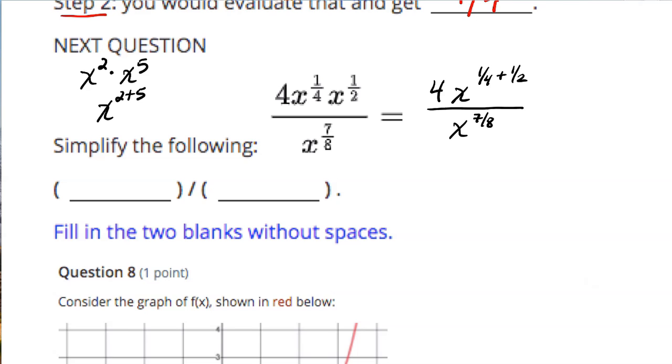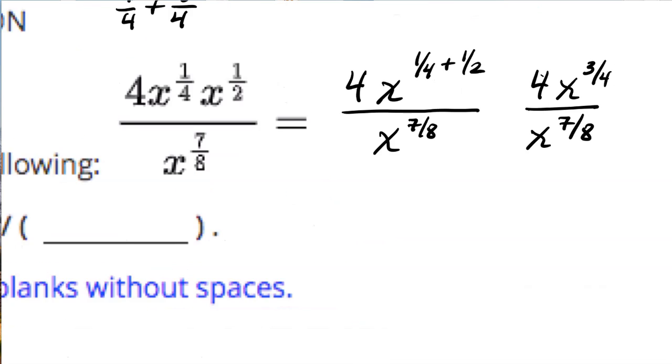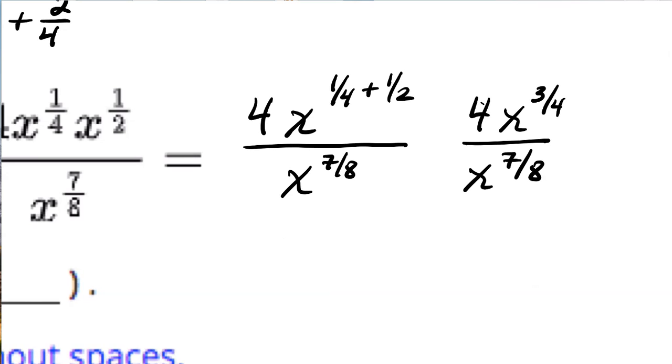So let's add 1/4 plus 1/2. Let's see, 1/4 plus, we need a denominator of 4, so 1/2 would be 2/4. So that looks like it would be 4x to the 3/4 over x to the 7/8. Now it's pretty tempting to leave the answer like this. However, we are not fully simplified yet. You cannot have rational exponents, exponents that are fractions. You can't have rational exponents in the denominator. So we have to fix that.